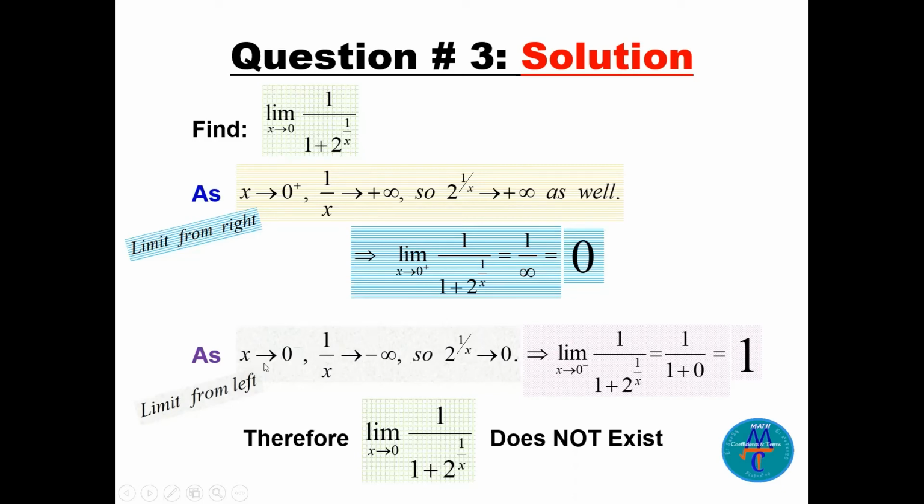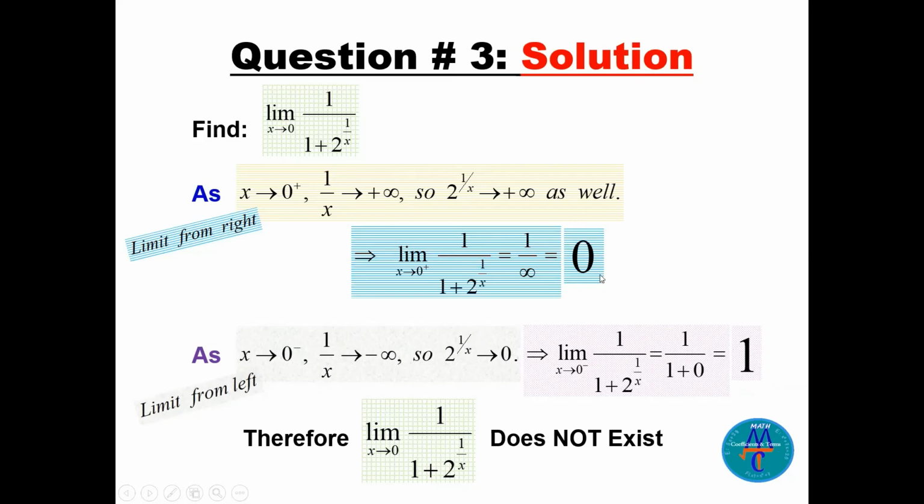Now, if we check the limit of the same function as x goes to 0 from the left, that's 0 minus. 1 over x will go to minus infinity. 2 to the power minus infinity, that is 1 over 2 to the power infinity, will go to 0. So the limit of the same function as x goes to 0 from the left will be 1 over 1 plus 0, which is 1.